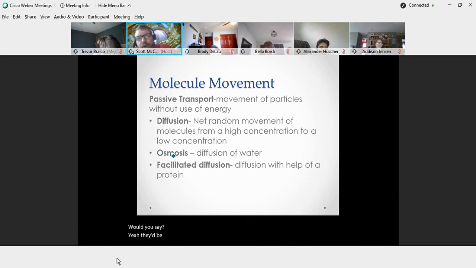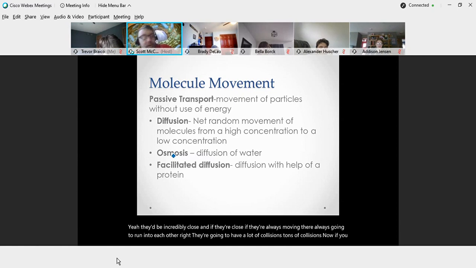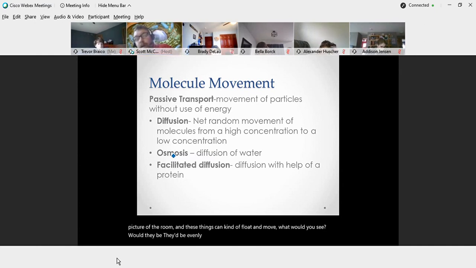And if they're close, if they're always moving, they're always going to run into each other, right? They're going to have a lot of collisions, tons of collisions. Now, if you come back in a half hour and I close the door to my dining room and you took a picture of the room and these things can kind of float and move, what would you see? Would they be spread out far apart? Yeah, they'd be evenly spaced out through my room. Would the ping pong balls still be moving? Yes. Yep. And they're constantly going to be moving, bumping into each other.